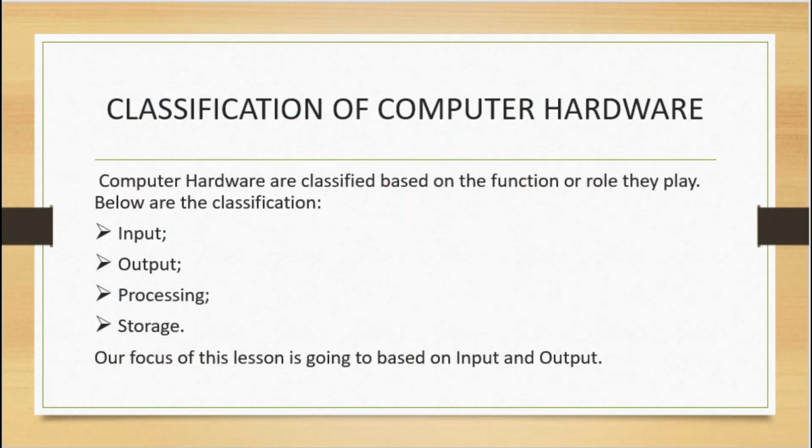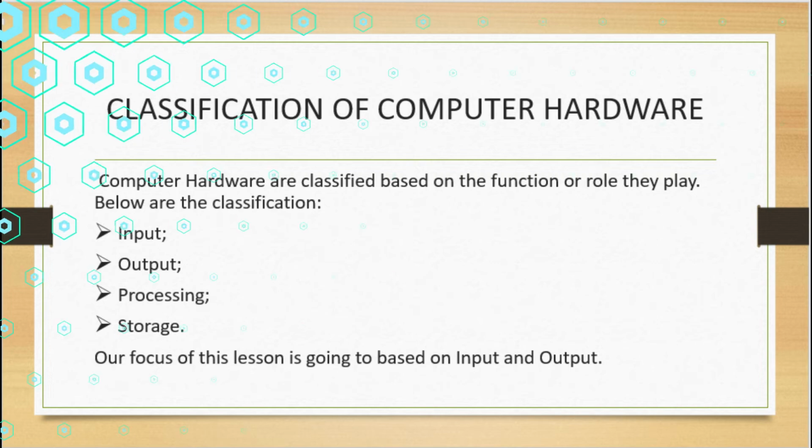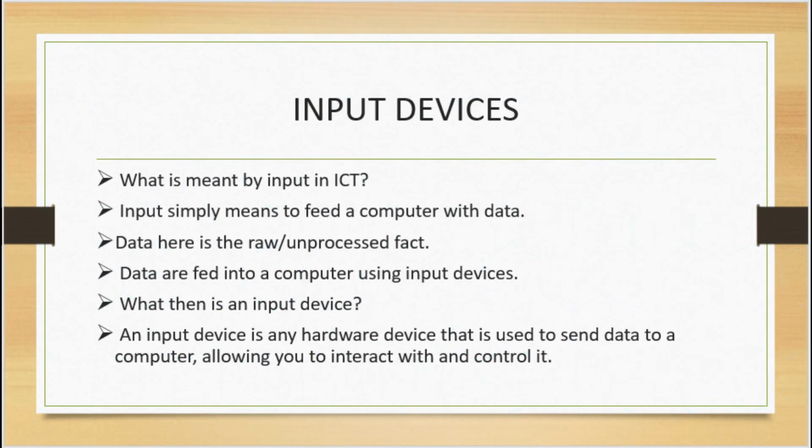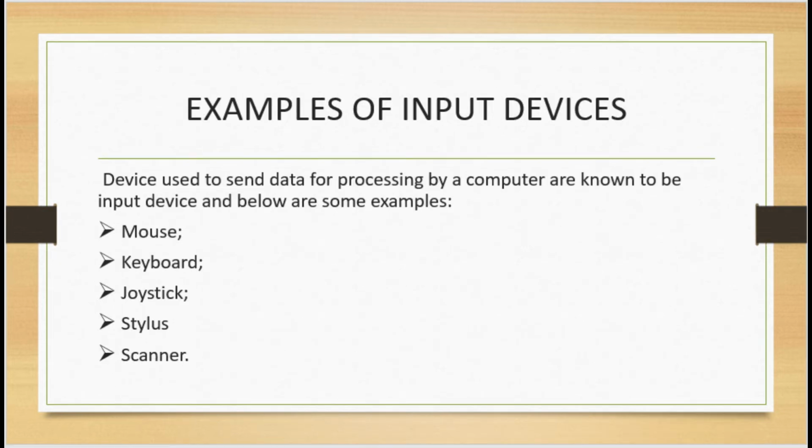Classification of computer hardware: we have the input, the output, the processing, and the storage. Now we are taking a look at the input devices. What are input devices? What makes it an input device? An input device is a hardware device that is used to send data to the computer for processing. It comes with examples like the mouse, the joystick, the keyboard, the scanner, and many others.